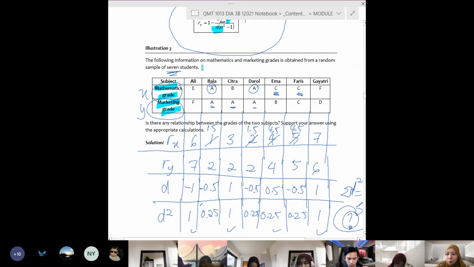What about color? Can we rank the color? It is qualitative data, right? Can we rank the color? Yes or no?